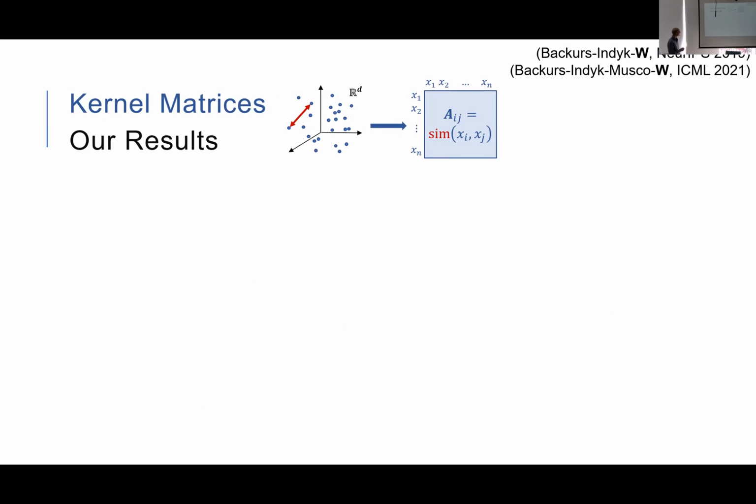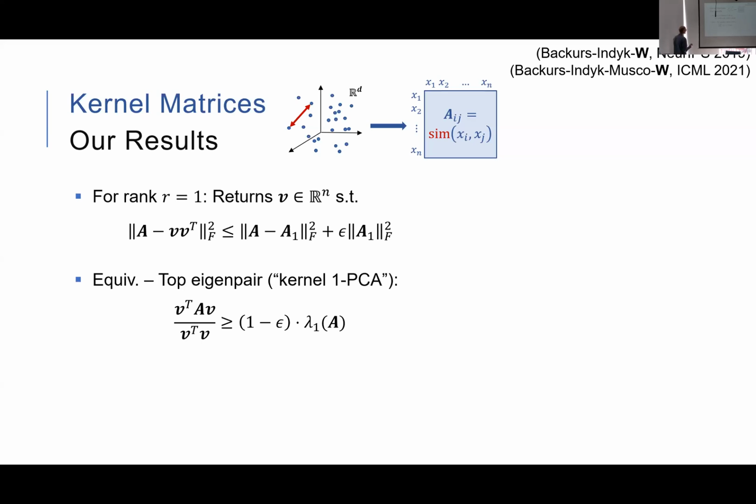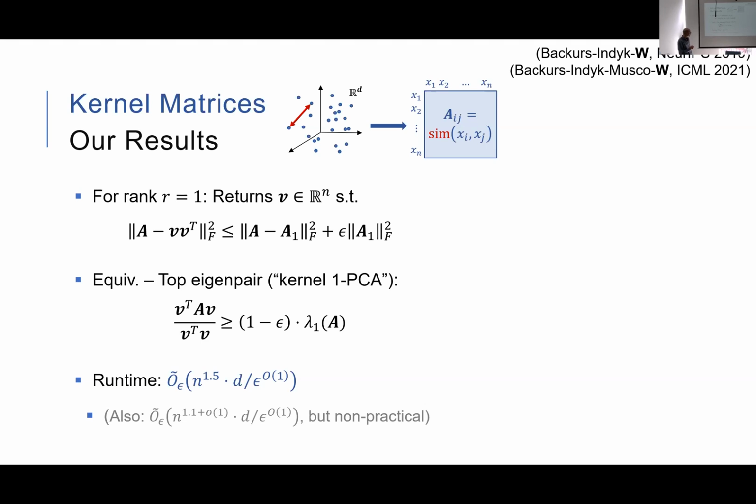And for kernel matrices, the picture is a bit different here. So here, let me focus on the R equals 1 case. There is a subtlety about why this is different than the previous one. Let me not get into that either. Just mention that the more natural way to phrase this result is in terms of approximating the top eigenpair of the matrix, so top eigenvalue and eigenvector. And the running time of this algorithm is n to the 1.5, which is again much faster than n squared.